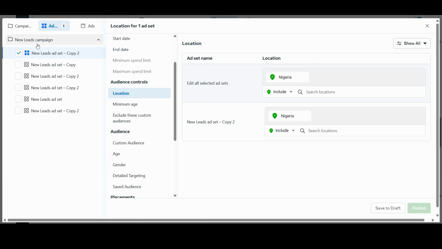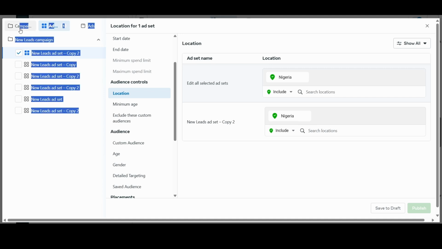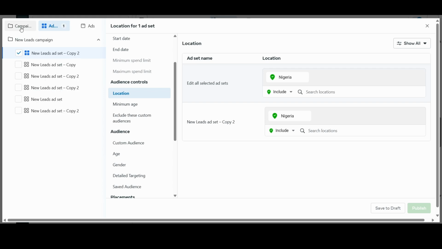So what happens is that the budget is applied at the ad set level. And because it's applied at the ad set level, we can have different budgets for each of these ads. So if I want to spend 5,000 here, 5,000 here, 5,000 here, 4,000 here, 3,000 here, 2,000 here, I can make that decision because I have not set up my budget at the campaign level.